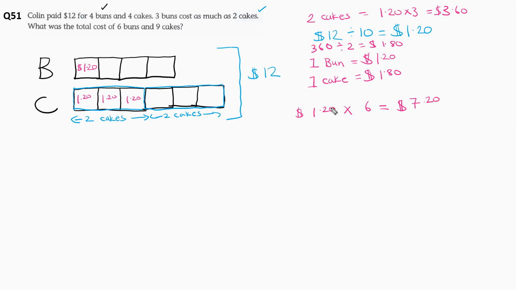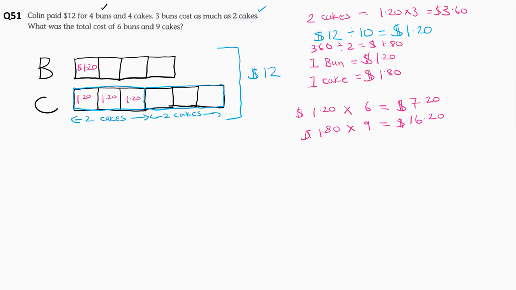Okay. And then the cake cost $1.80 as it is here. We're buying 9 cakes. Okay. And that works out at 16.20. And then we need to add those two together to get our final amount.